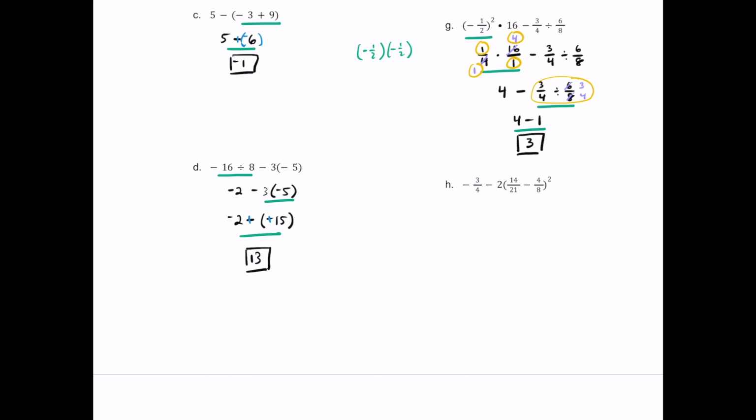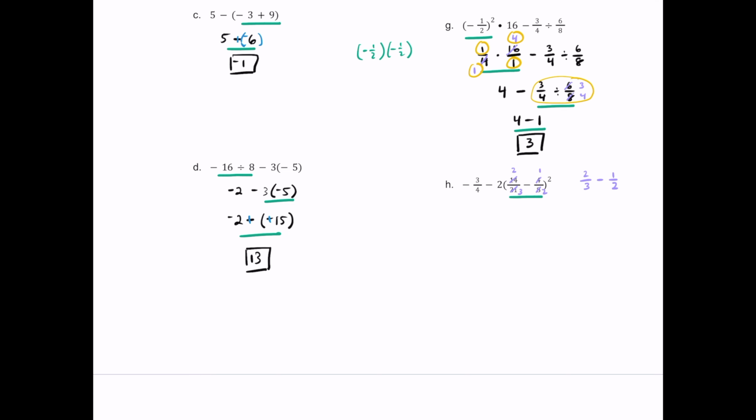Last but not least, letter H here. We're going to start off with the parentheses before anything else. So we'll look inside here. And we're subtracting. It looks like we can do some not cross canceling, but simplifying. 14 and 21, you can divide them both by 7. That'll be 2/3. And then 4 over 8 is the same thing as 1/2. Right? So before we do anything else, just know that those can be smaller. So that can just make things a little bit easier. So 2/3 minus 1/2 is really what we have inside there.